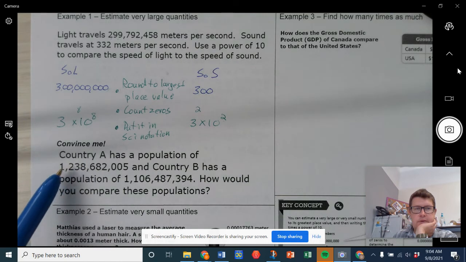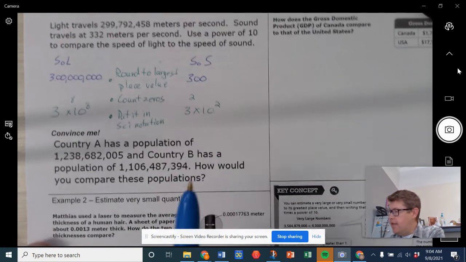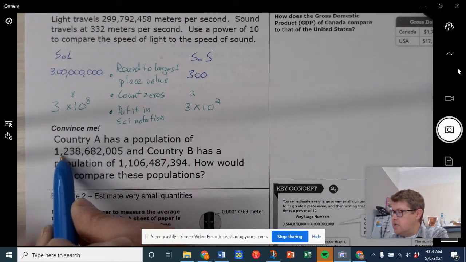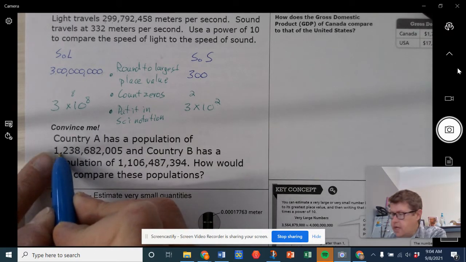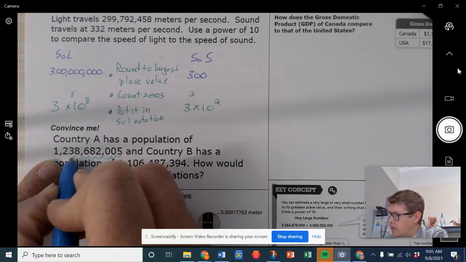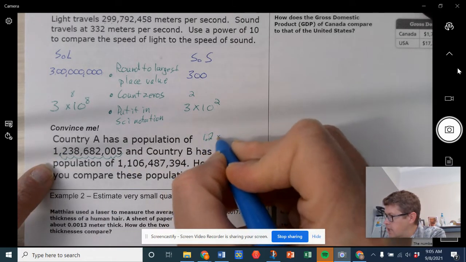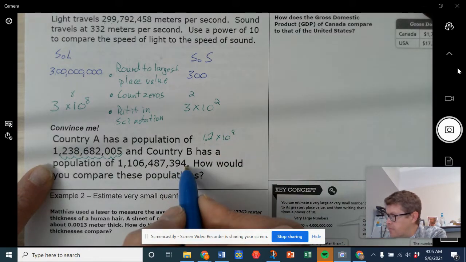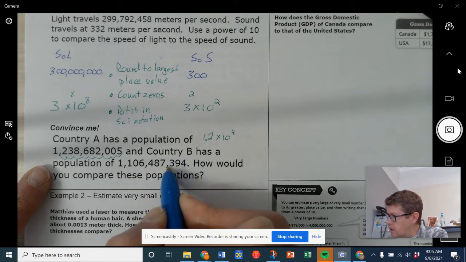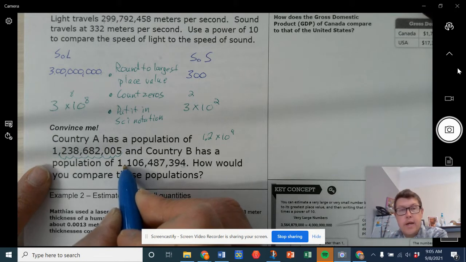Country A has a population of about 1 billion. And then country B has 1,238,000, and then 1,106. So what you can do with this, rather than counting the zeros or rounding, is just count the spaces, right? So we want to put our decimal point right there. So we just count how many we got. 1, 2, 3, 4, 5, 6, 7, 8, 9. So then we'll say 1.2 times 10 to the 9th, right? And it's the same number of spaces we're moving. 1, 2, 3, 4, 5, 6, 7, 8, 9. So this is 1.1 times 10 to the 9th.